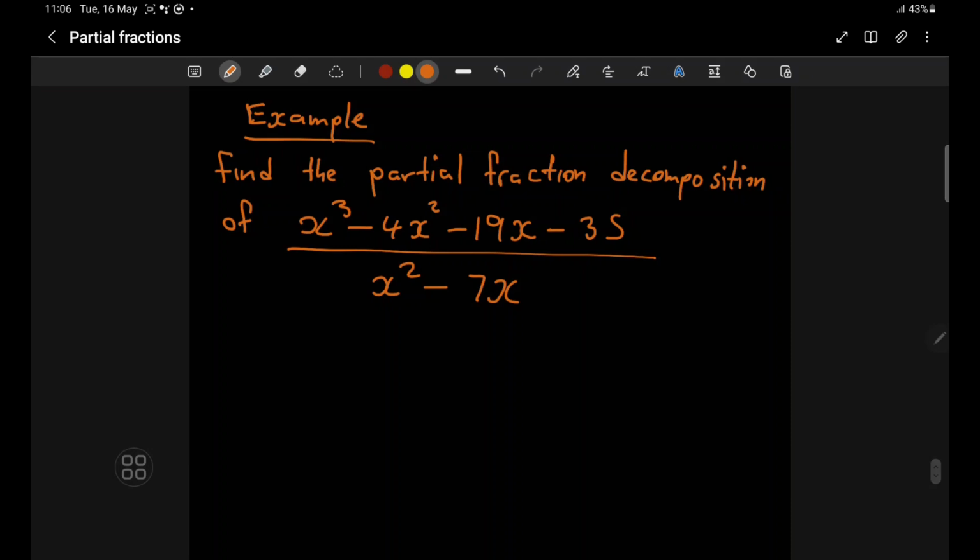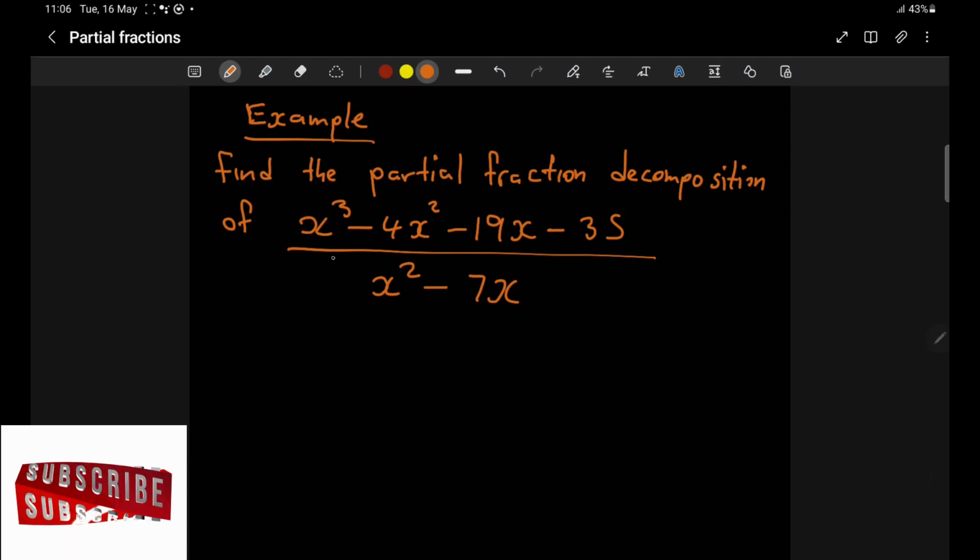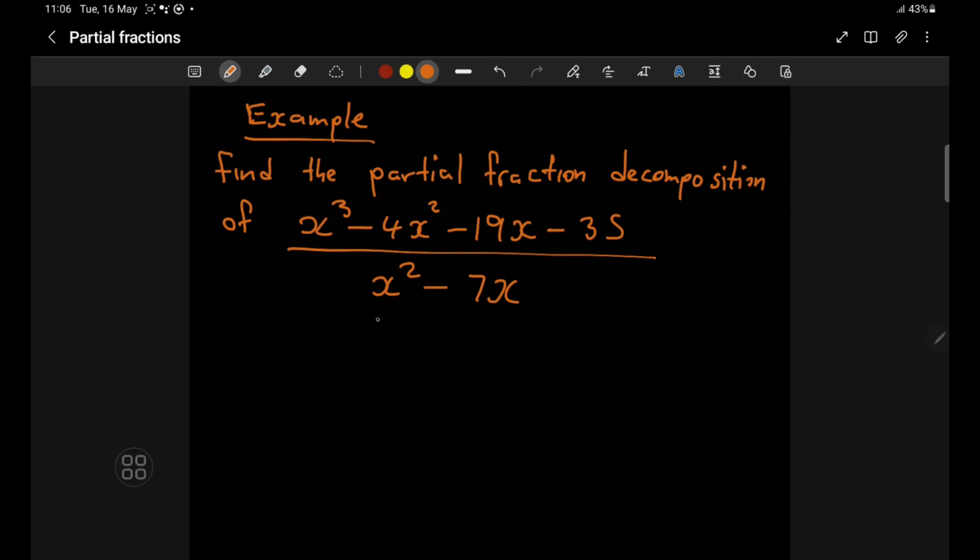So for this example, the exponent of the numerator is 3 and the exponent of the denominator is 2. So the numerator has a higher exponent than the denominator. We need to first make it into a proper fraction. It's improper in this case. So we're going to do the polynomial long division, so that this will reduce the exponent of the numerator.